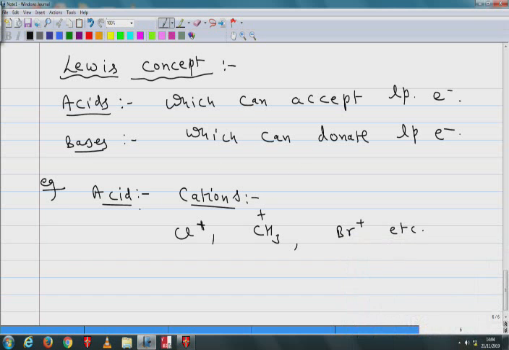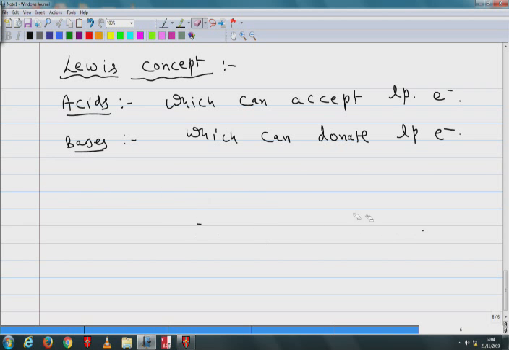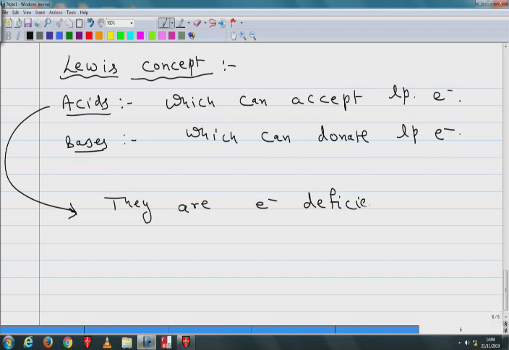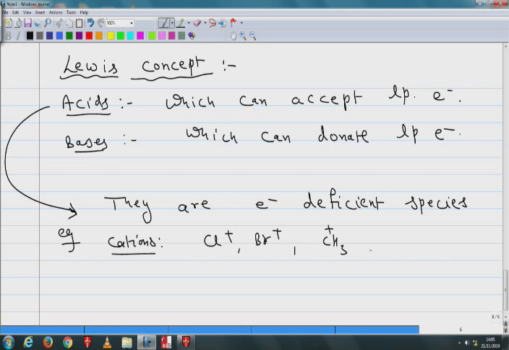Yes, you can even note down this one as well. This is a very important point, that they are electron deficient species. For example, cations like Cl plus, Br plus, CH3 plus, etc.